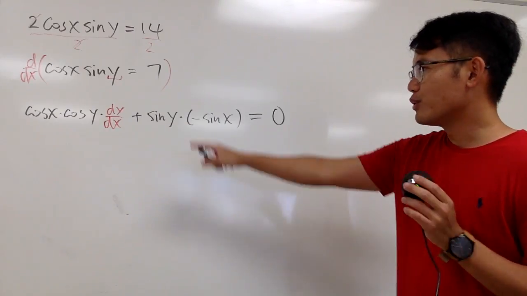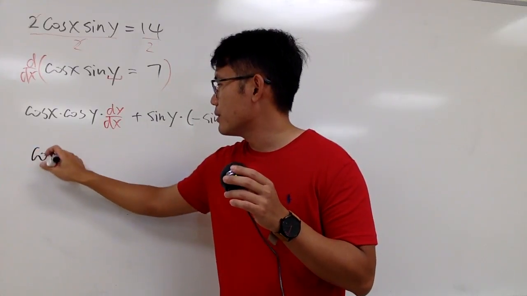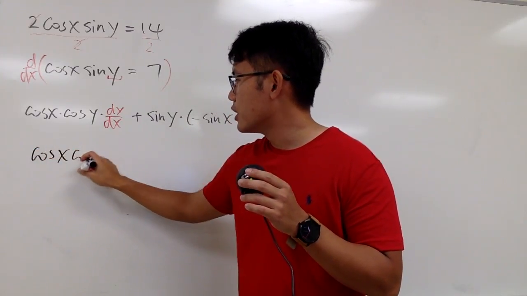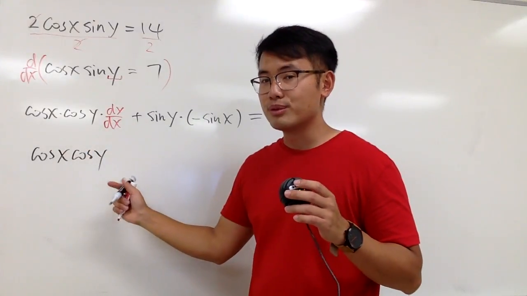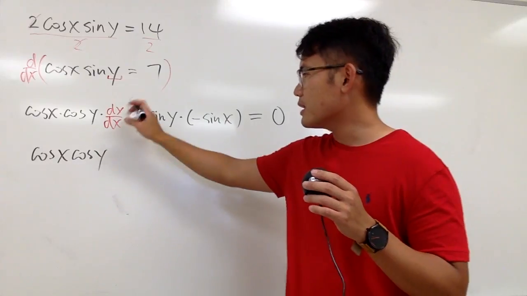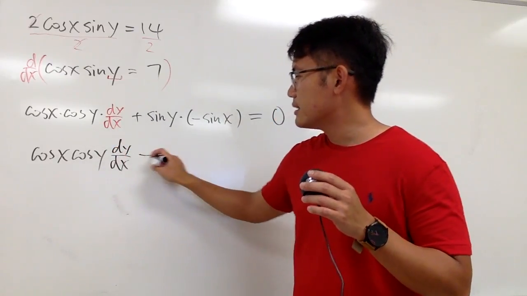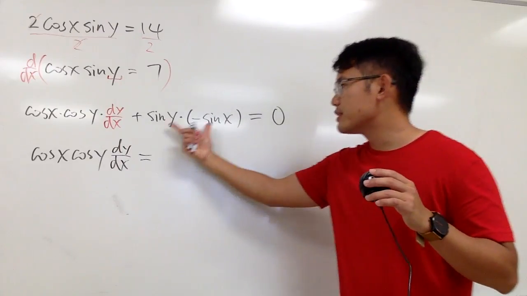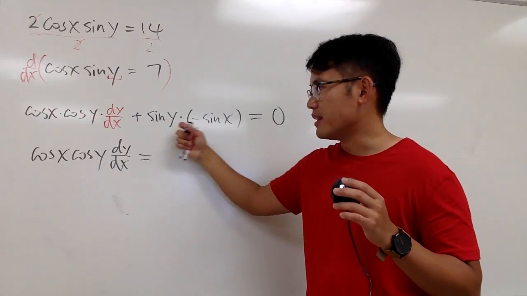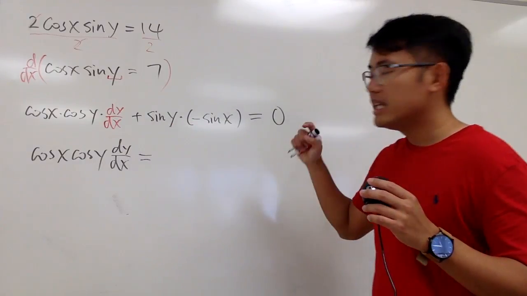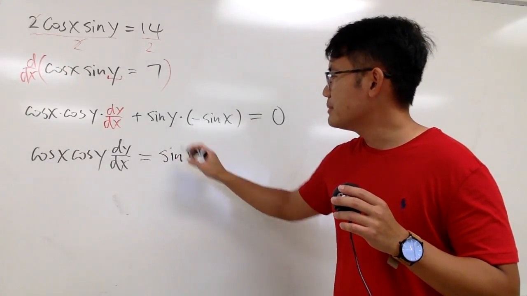And now we are just going to isolate the dy/dx. We have this on the left-hand side. Let's go ahead and write this down. Cosine x, cosine y. I cannot combine anything because they have 2 different inputs. I'm not going to combine them either. So I'll just write this down, and then this is the dy/dx. I am going to move this to the other side. This was originally negative because we have the negative right here. Move to the other side, it becomes positive. And we will have sine x times sine y.